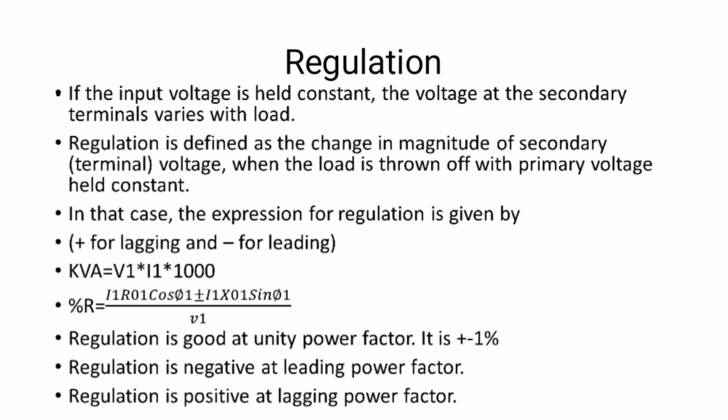So here I1 is calculated by the formula KVA is equal to V1 I1 into 1000, and plus sign is used for lagging power factor and minus sign is used for leading power factor. It is observed that regulation is very good at unity power factor. Value of the regulation must be in the limit of plus minus 5%. If the regulation is less, it means that transformer is good. So regulation is negative at leading power factor and regulation is positive at lagging power factor. So thank you very much.